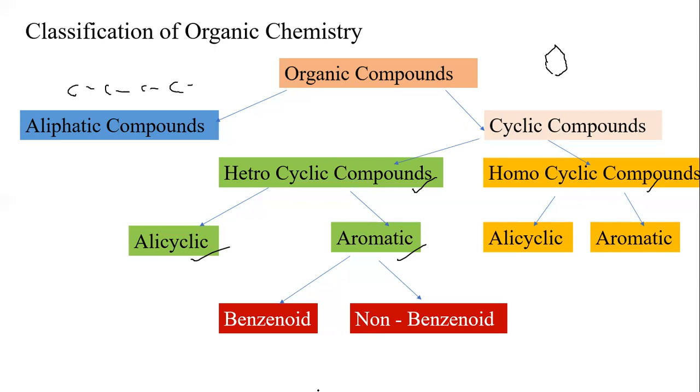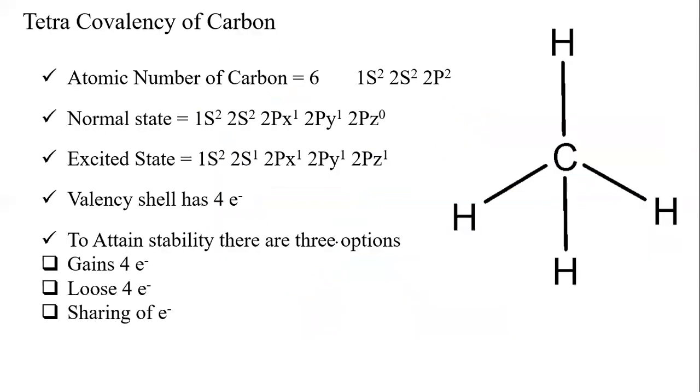Let us see another section. Tetracovalency. So students, actually, carbon has one special character called catenation capacity. What is the meaning of catenation capacity? Do you have any idea, students? If anybody has any idea, you can say what is the catenation capacity of carbon.